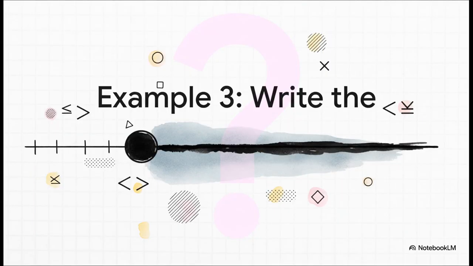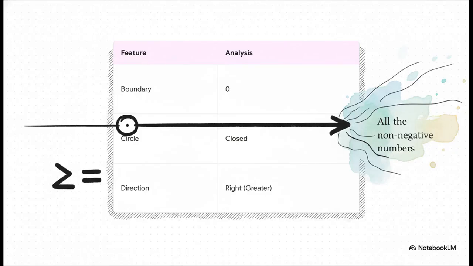All right, last practice run. Don't let the 0 freak you out. It's just a number like any other. Here we have a closed circle right at 0, and the shading goes off to the right. You know the drill. Let's do the 3-step scan one last time together.